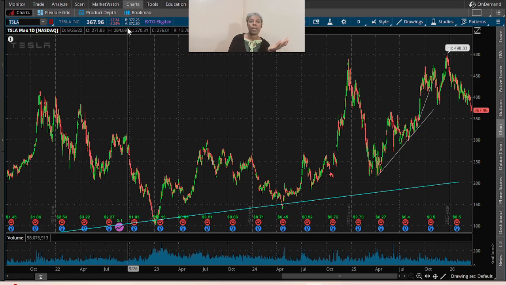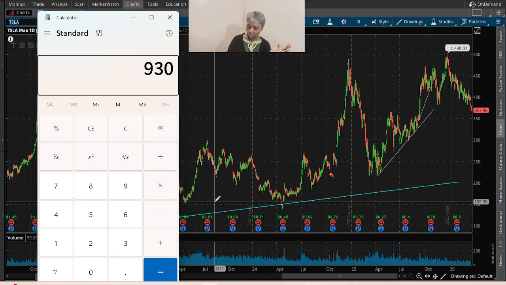367 and fluctuates. I'm looking at high and low here, and it fluctuates between 364 and 379 within a day. So 364, 379. So that is $15.